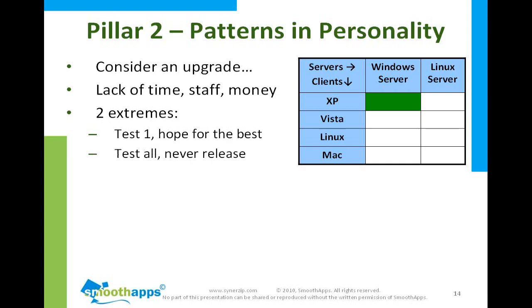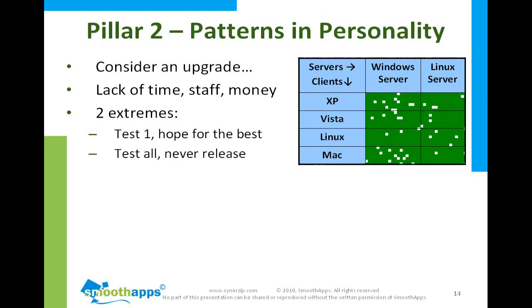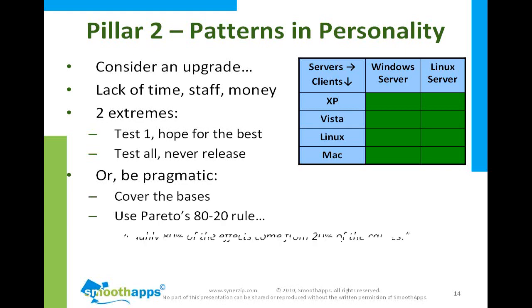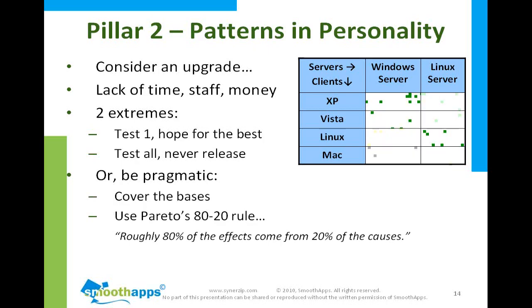The other extreme is you test each and every combination, and chances are they'll never release and the company is going to fold. What we do as experts is that we are trained to be pragmatic. So we cover the bases. We probably use Pareto's law: 80% of the effects come from 20% of the causes, and we use expert judgment to select some approach in between the 2 extremes. Maybe we put a lot of effort testing some of these combinations, which a lot of clients have, and then progressively less effort, perhaps no effort in this one configuration.